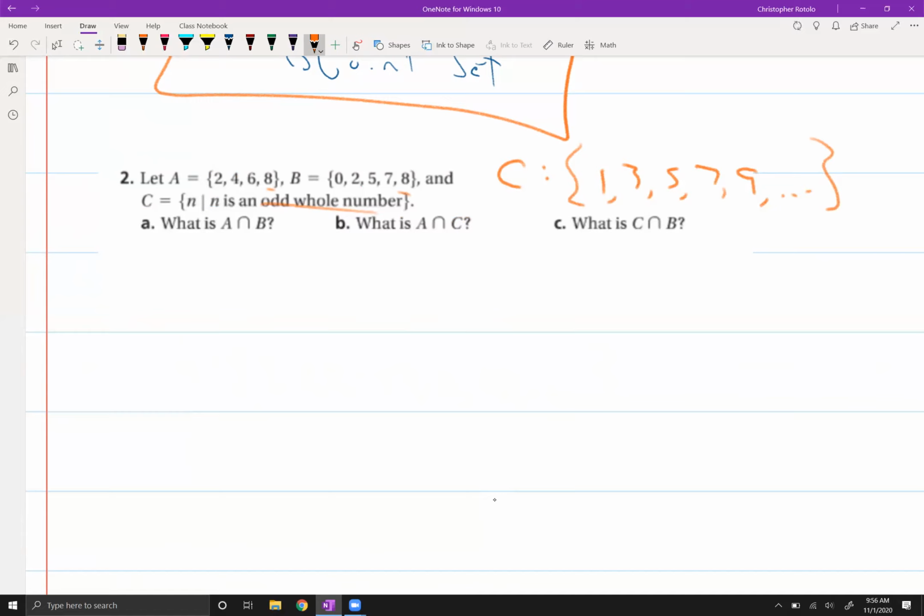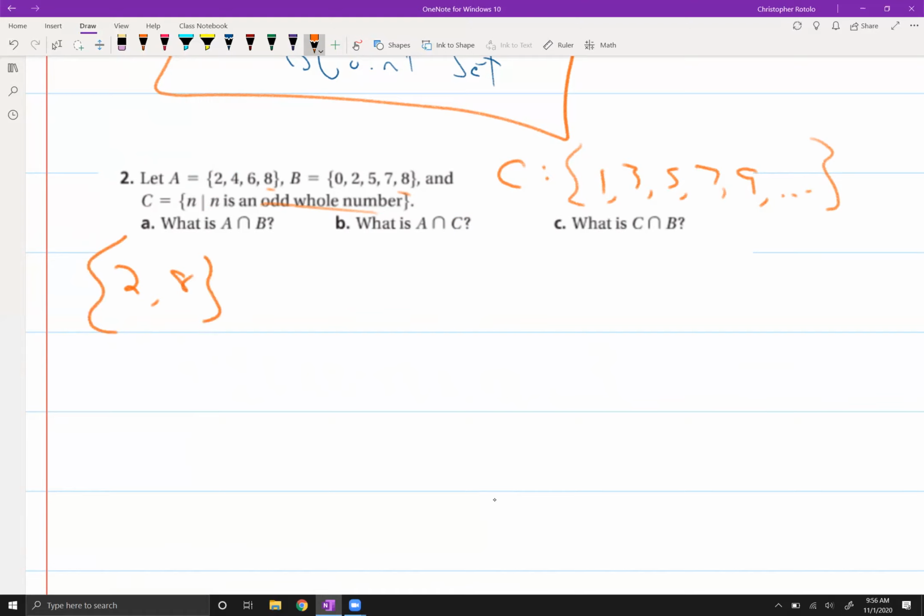All right, so I want the intersection of A and B. So what's in A that's also in B? 2. Do I have a 4? No. Do I have a 6? Nope. Do I have an 8? Yes. Okay, so I get 2 and 8. That's my intersection. What about A and C?